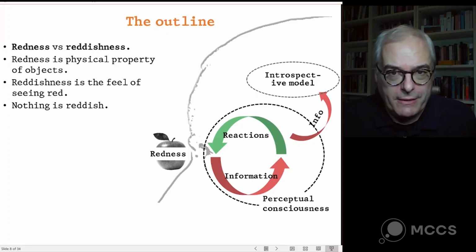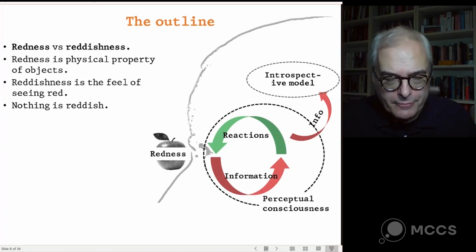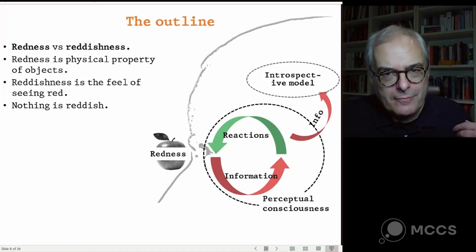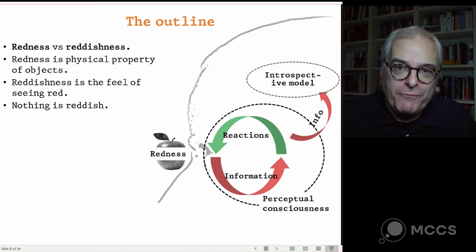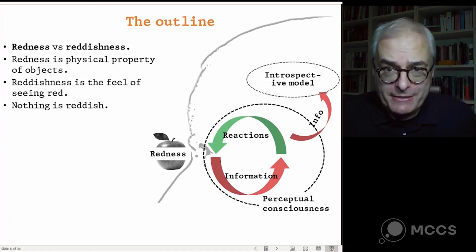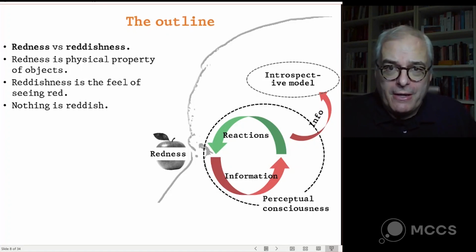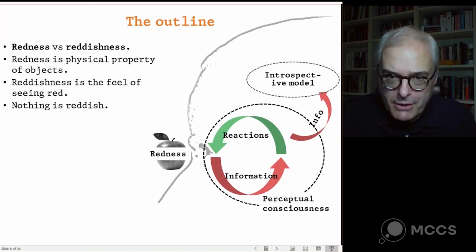So when we look at something red, the light that's reflected from it is focused on the retinas of our eyes. They send signals to the visual processing regions of our brains, and they trigger complex informational processes, which in turn trigger complex reactive processes. And all of this complex of informational and reactive processing constitutes what we call a conscious experience of red in the perceptual functional sense. And so far we have a conscious experience of redness, but no sense of reddishness, of mental red.